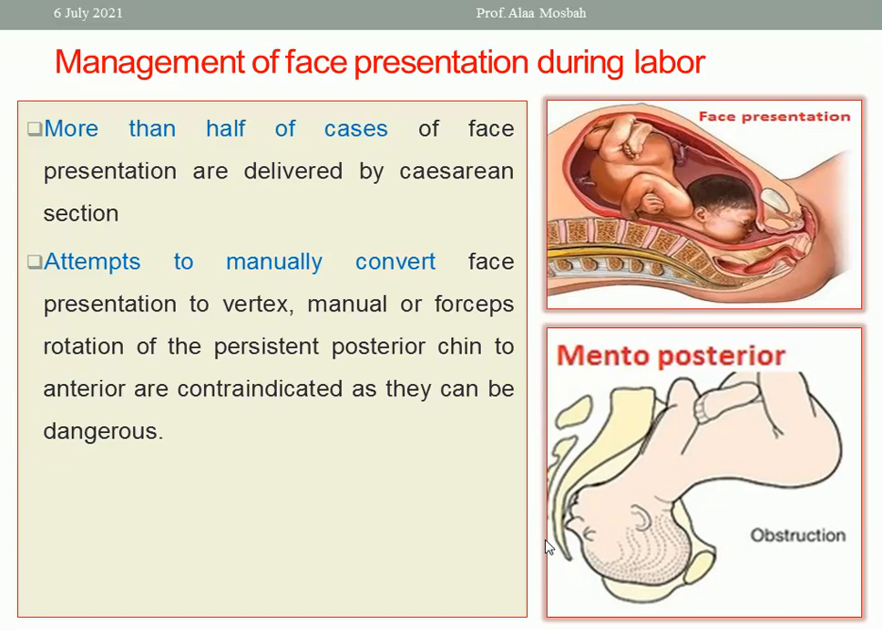Actually, more than half of cases of face presentation in general are delivered by cesarean section because it is safer than vaginal delivery. Attempts to manually convert face presentation to vertex or forceps rotation of persistent posterior are contraindicated as they can be dangerous. So don't do manual rotation or forceps rotation in case of face presentation because it is dangerous and it is of no use in modern obstetrics.